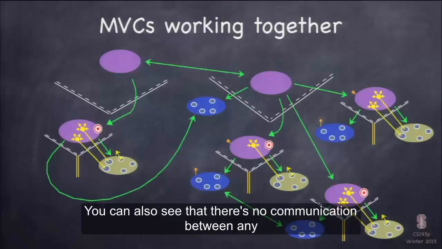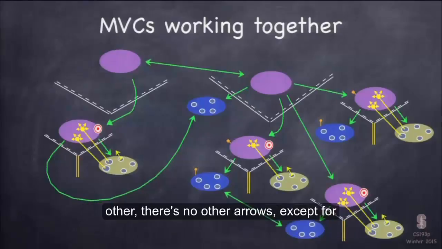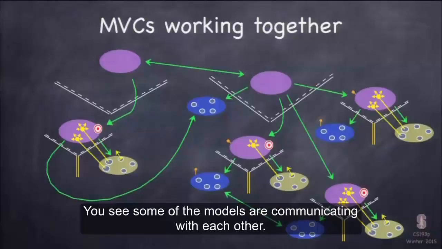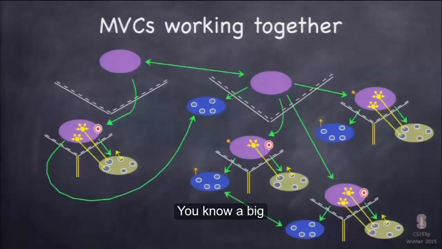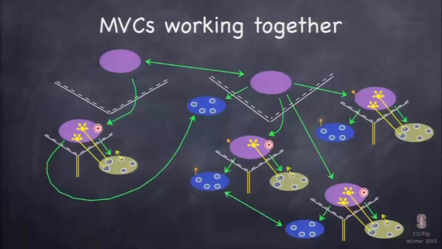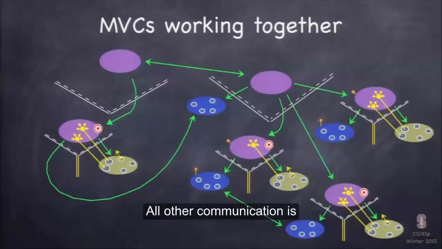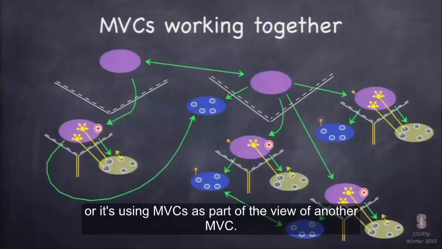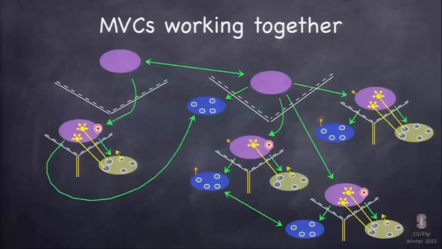You can also see that there are no other arrows except for some of the models. You see some of the models are communicating with each other. A big application might have a single shared model, or the models might be split off into pieces to be used by sub-MVCs. But that's the only kind of communication you have there. All other communication is either the structured view communication we saw in MVC, or it's using MVCs as part of the view of another MVC.